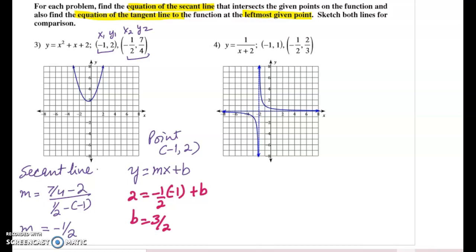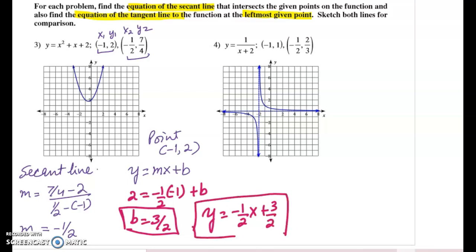Let's put it in the equation and write our equation. So y is equal to -1/2 x plus 3/2. This is the equation of the secant line. Done. One thing checked. Now let's find the equation of the tangent line at the leftmost given point. What is the leftmost given point? The leftmost given point is this one.